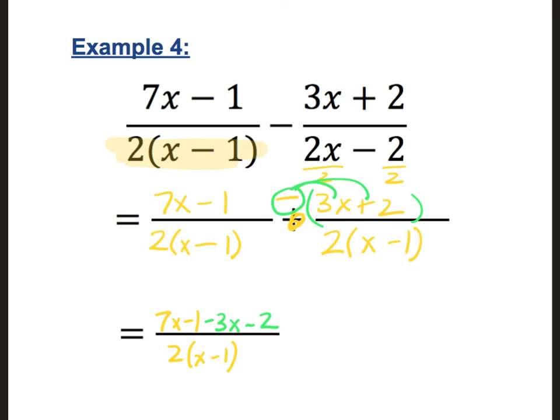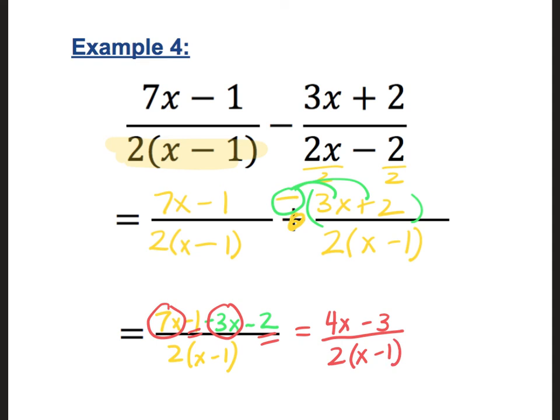From here, you're just going to combine your like terms. So I'm going to do 7x minus 3x. That would give me a 4x. I'm going to do negative 1 minus 2. That gives me negative 3. And then all divided by my denominator, which is 2 times x minus 1.